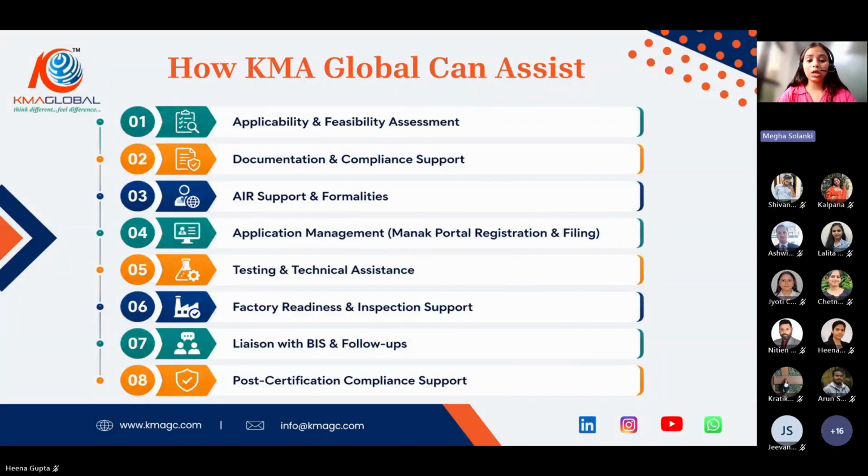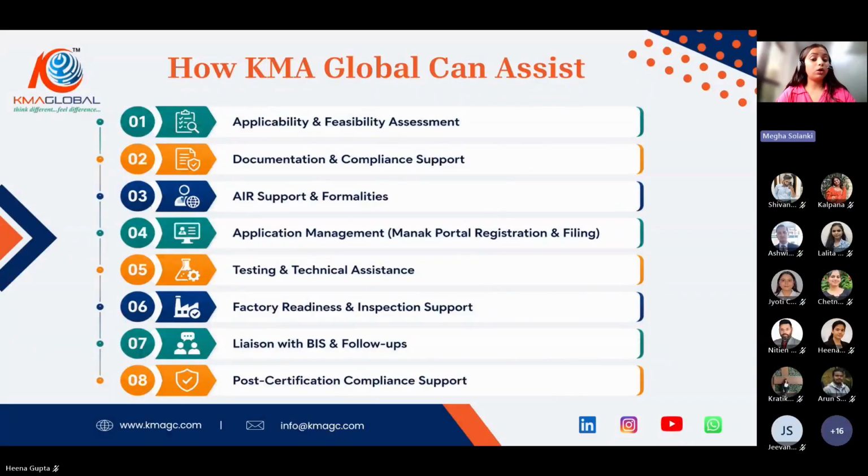Before the inspection, we inform you about the list of documents required at the time of inspection and help you to prepare them in advance. We also provide on-site support during the inspection. Next, our team regularly follows up with BIS, prepares responses to their queries, if any, and coordinates with the concerned authority to help move forward. Next, post-certification compliance support.